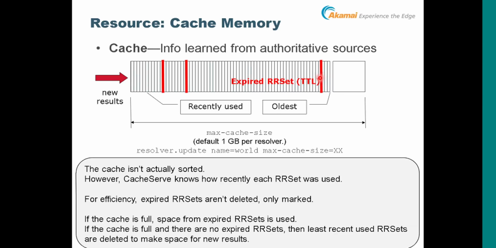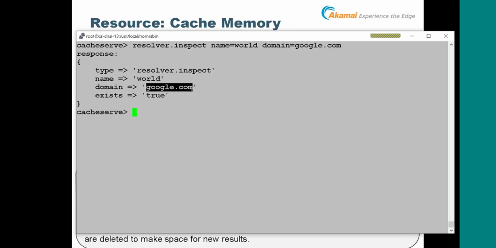If I go back to my CACHESERVE, clear the screen so you can see this. I'm going to go back and look at google.com again, and you may notice a different response now. The resolver, the cache, still knows about the name google.com. In other words, that name is still in the cache. However, there are no valid records associated with it.